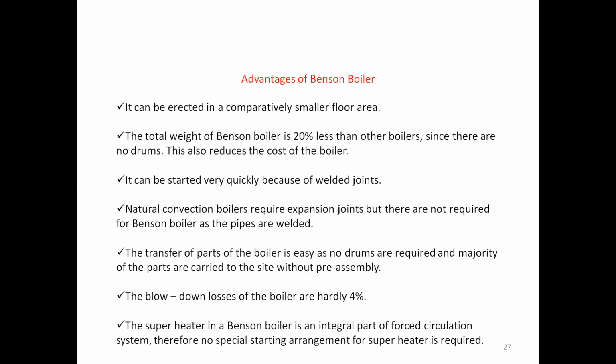The transport of parts of the boiler is easy as no drums are required, and the majority of the parts are carried to the site without pre-assembly. So it is very easy for us to transport parts. The blowdown losses of the boiler are hardly 4%. The superheater in the Benson boiler is an integral part of the forced circulation system, so no special arrangement for the superheater is required here, because the accessory is included in the forced system itself. So the cost is also included beforehand. These are the advantages of the Benson boiler. Next one.